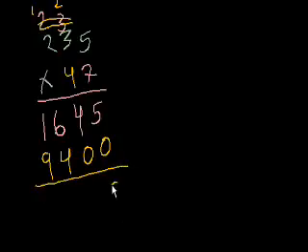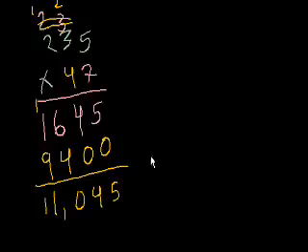5 plus 0 is 5. 4 plus 0 is 4. 6 plus 4 is 10. Carry the 1. And 1 plus 1 plus 9, well that's 11. So the answer is 11,045.